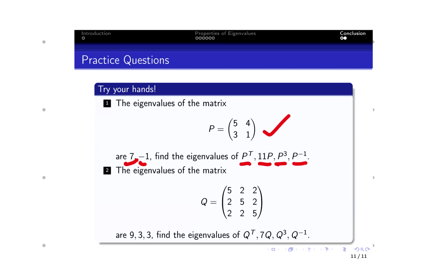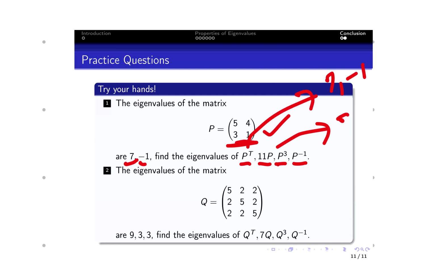First of all, you know that for P transpose, the eigenvalues are going to be the same as the eigenvalues of the original P. So the eigenvalues of P transpose will be 7 and minus 1. Now for 11P, you already know it's going to be 11 times 7. That will be 77 and minus 11.